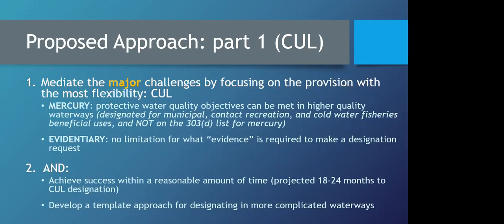And then we think that this will help us achieve success within a reasonable amount of time. I definitely have a sunny outlook on this, perhaps because it's very early in my basin planning experience. But we are imagining that this will probably take 18 to 24 months for a coal designation. And that's from the start of the formal project from a CEQA perspective, which again, we anticipate being in July, August of this calendar year. And this will also help us to develop a template approach for designating in more complicated waterways. So waterways that have higher pollution burdens, that aren't listed for complementary beneficial uses, et cetera.